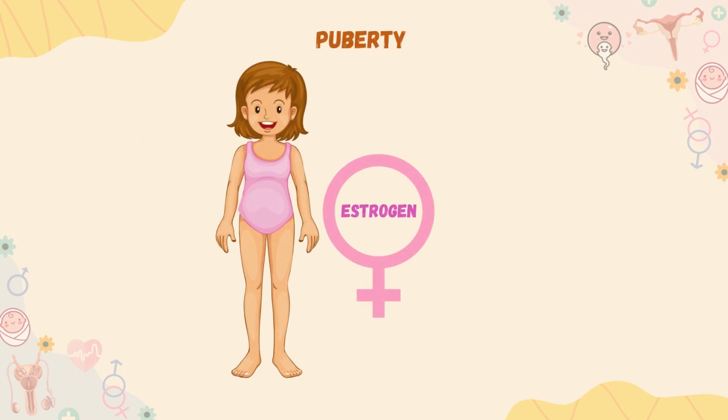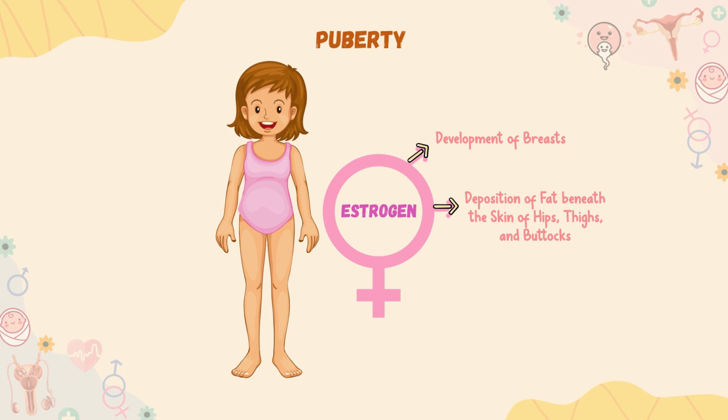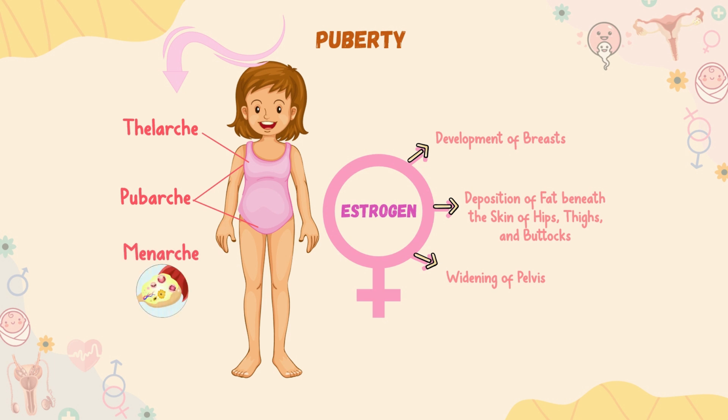Well, in females, estrogen is responsible for the development of secondary sexual characteristics, such as development of breasts, deposition of fat beneath the skin of the hips, thighs, and buttocks, and widening of the pelvis. Well, the first sign of puberty in girls is the thelarche. That is breast development. This is followed by pubarche, which is the growth of pubic and axillary hair. And after that is menarche. That is the first menstrual cycle.